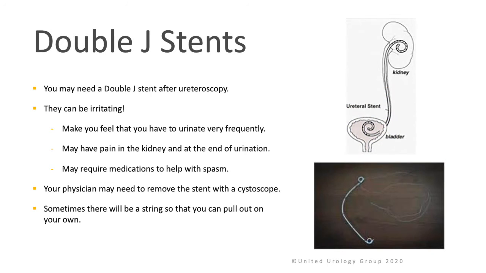Double J stents. Often you may need a double J stent after ureteroscopy. They can be irritating. They may make you feel that you have to urinate very frequently. You may have pain in the kidney and at the end of urination. You may require medications to help with spasm. Your physician may need to remove the stent with a cystoscope, or sometimes there will be a string which you can remove on your own.